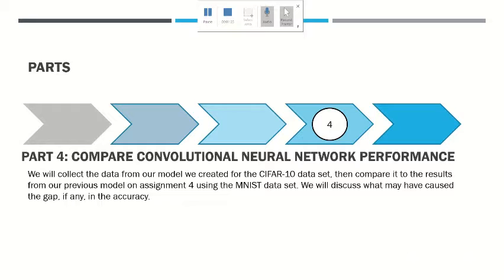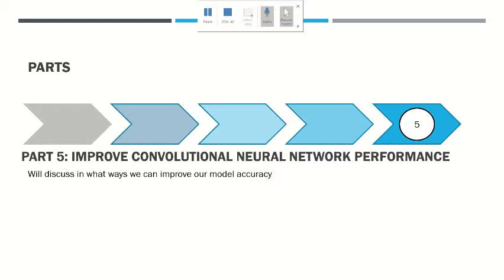Part 4 is going to be comparing the model that we built in this project to the model that we built back in assignment 4 using the MNIST dataset. And we're just going to be comparing the data used as well as the actual accuracy of both models. And then for part 5, we're just going to talk about the different aspects that we can improve on using the model, as well as what kind of effects these changes will have on the model itself.